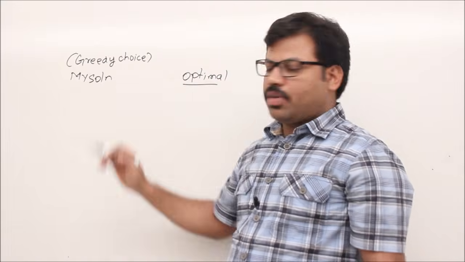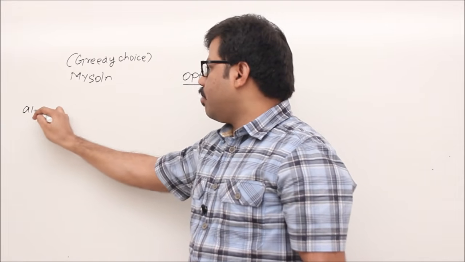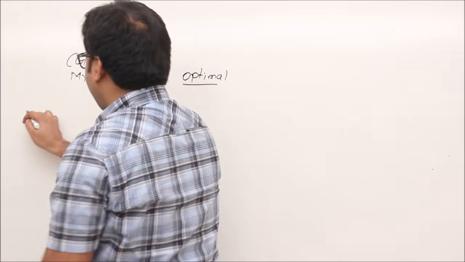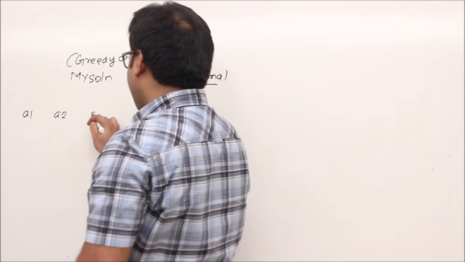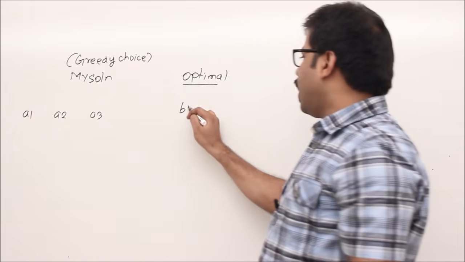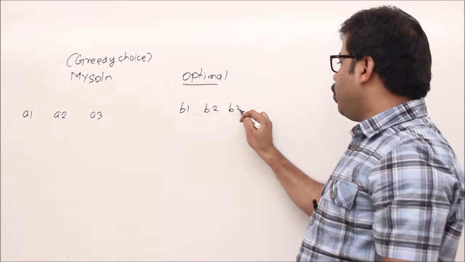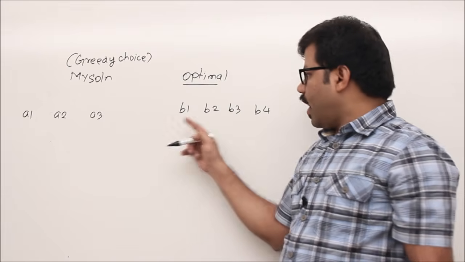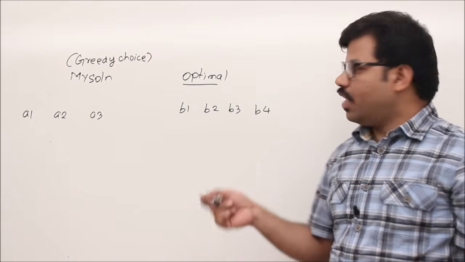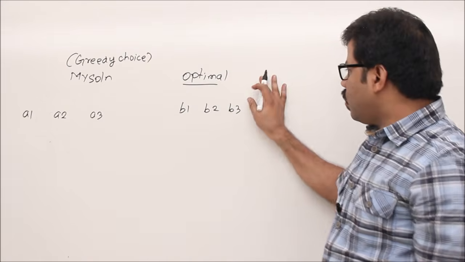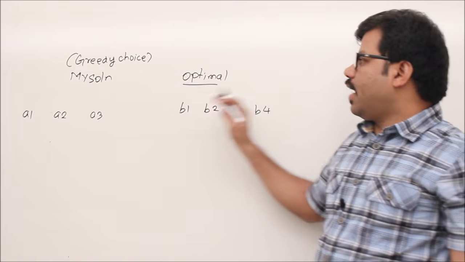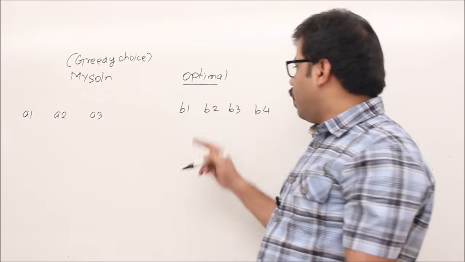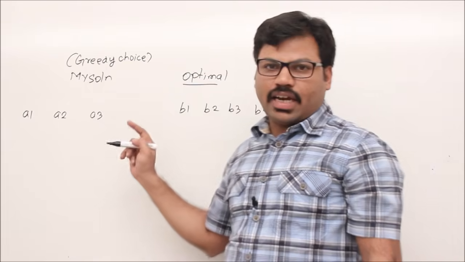My solution is not optimal, but I know the activities in my solution: one is a1, after that a2, after that let's say a3. And the optimal solution has activities b1, b2, b3, b4. So definitely the optimal solution should have at least one more activity, right? Then only it is optimal. If this also has 3, then we are the same, and I can say that my solution is also optimal with respect to number. Now let's say it has 4 activities, and I have 3 activities.